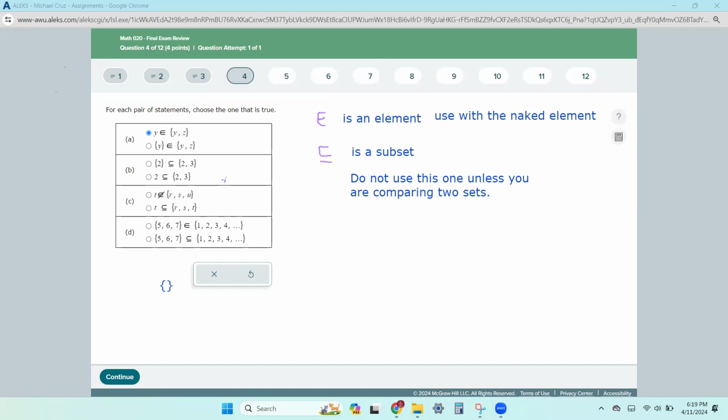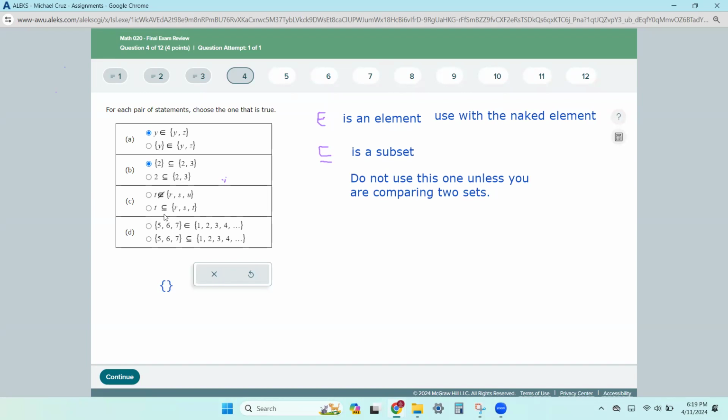In other words, when I say naked element, if it's an element, of course it's kind of naked because it doesn't have the brackets around it. But that's what makes it an element. It doesn't have any home inside. It doesn't have the clothes that the set does. So this one would be the true one here, because this one, the 2, doesn't have the brackets around it, so it's not a set, it's an element. All right, so that's why that one's not true.